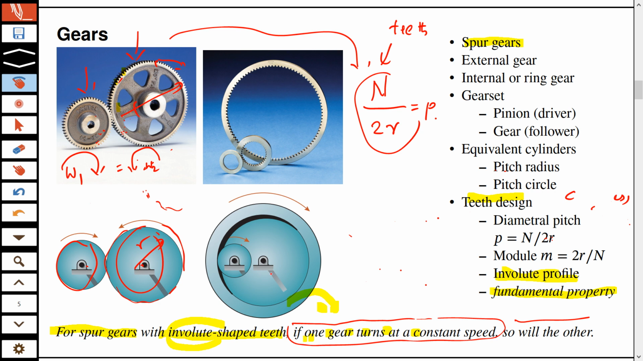This means that this transmission will be without any serious problems. Now you don't want them to run at different speeds, because then they will not run smoothly. So the fundamental property is the assumption. It is not stated in many books, but it is an assumption for the spur gears. This cannot be true for the other types of gears which we will study, but at least for spur gears, it's always assumed. Okay.